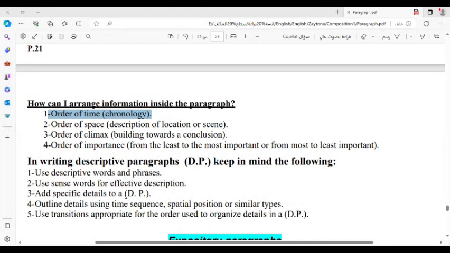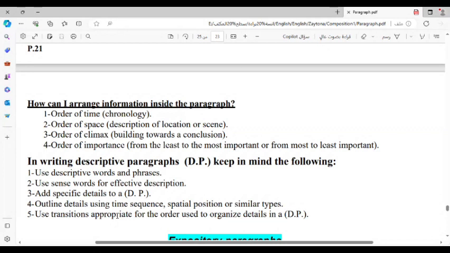Add specific details. Outline details using time sequence, like order of time. Spatial position is like order of space, or similar types. This is a repeated idea. Use transitions appropriate for the order used to organize details in a descriptive paragraph. Transitions mean transitional words or linking words. You need to use them appropriately, meaning they are suitable, in order to order your ideas.